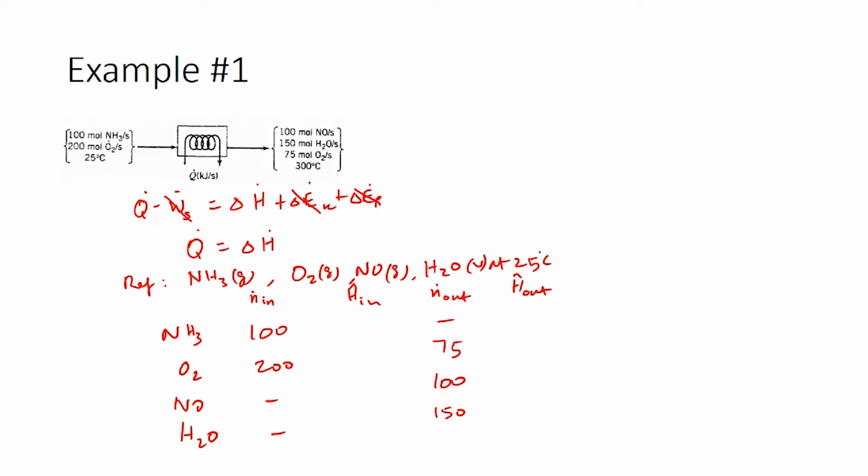You have ammonia and oxygen entering at 25 degrees Celsius, which is the same as the reference state. So, your inlet ammonia and oxygen are the same as the reference state, and the enthalpies would be 0. In the outlet streams everything is at 300 degrees Celsius compared to the reference state of 25 degrees Celsius. So, we need to account for all these enthalpies, let us call them H1 cap, H2 cap and H3 cap. Now, we need to calculate H1 cap, H2 cap and H3 cap.